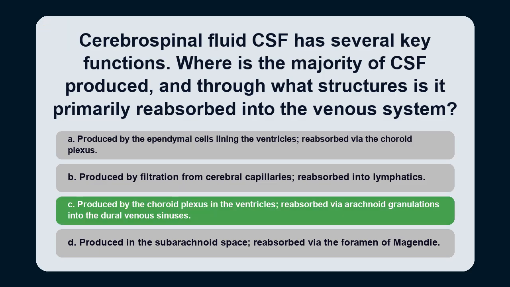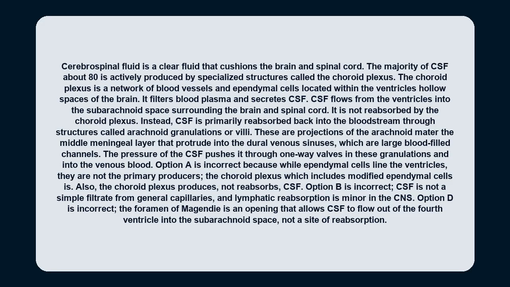The answer is C. Cerebrospinal fluid is a clear fluid that cushions the brain and spinal cord. The majority of CSF, about 80%, is actively produced by specialized structures called the choroid plexus. The choroid plexus is a network of blood vessels and ependymal cells located within the ventricles, the hollow spaces of the brain. It filters blood plasma and secretes CSF.